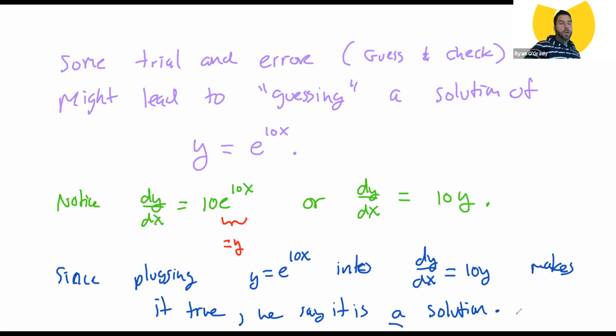So the thing is, though, we don't want to guess and check. Guessing and checking is not efficient for anything. If there's a systematic way, we'd like to know it. And it turns out that this equation happens to be separable. And when you have a separable equation, there is a systematic way to determine a solution. So we're going to study this equation from that perspective now.